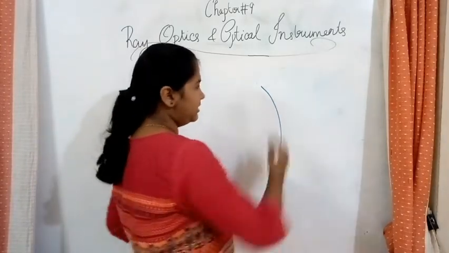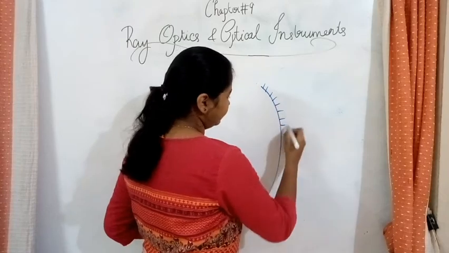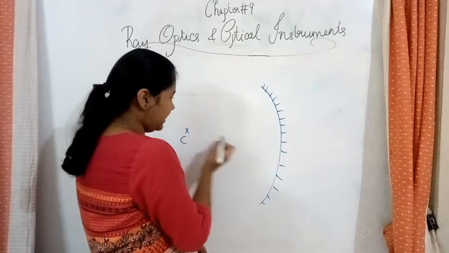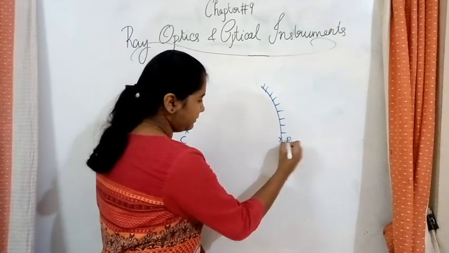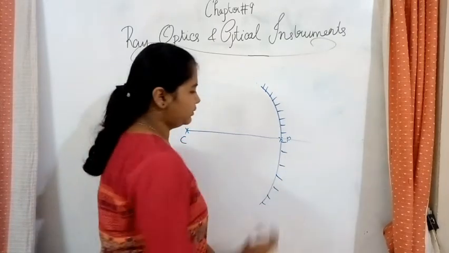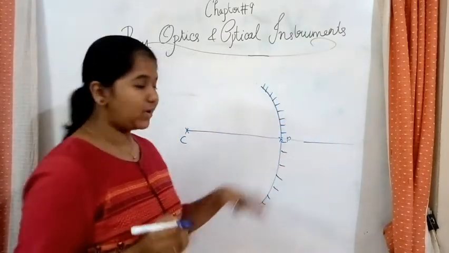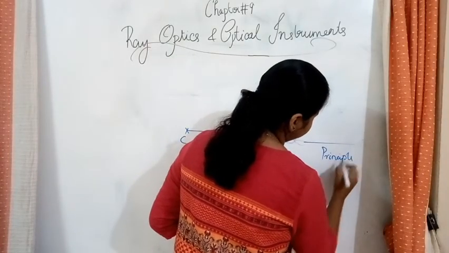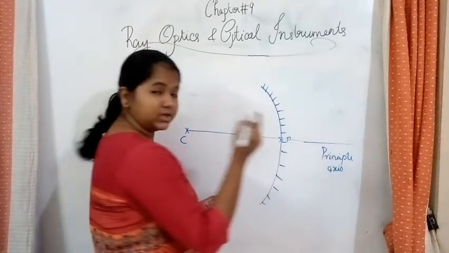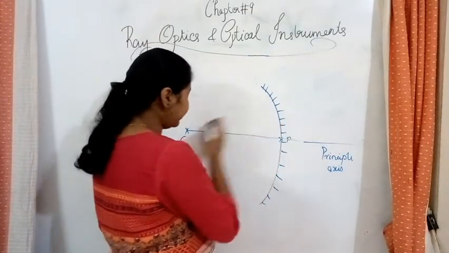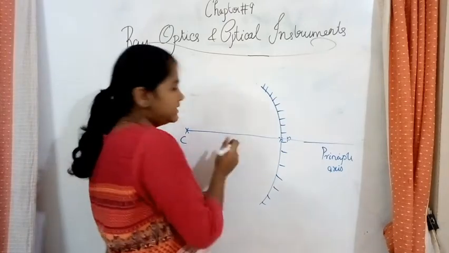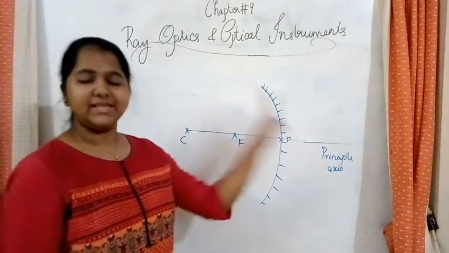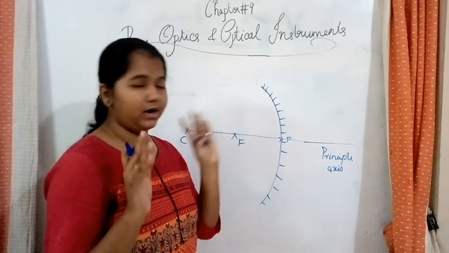This is our mirror, this is the non-reflecting side, this is the center of curvature C, and this is the pole P. The straight line joining these two is called the principal axis. And the point halfway between the pole and the center of curvature is known as the focus. With this much, let's start doing our ray diagram.